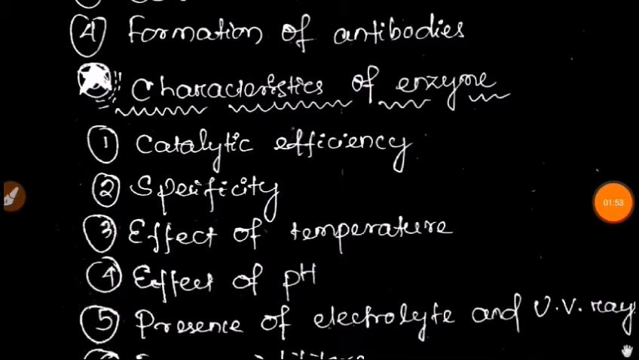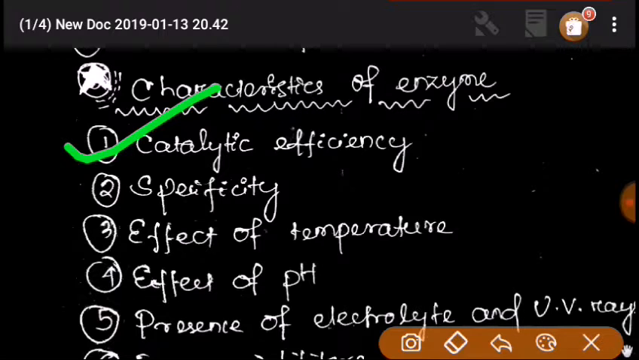Next I come to characteristics of enzyme. At first, catalytic efficiency. What is catalytic efficiency? Enzymes are very efficient catalysts. The speed of the reaction is 10 million times that of the uncatalyzed reaction. So a very small amount of enzyme is needed to catalyze the reaction.